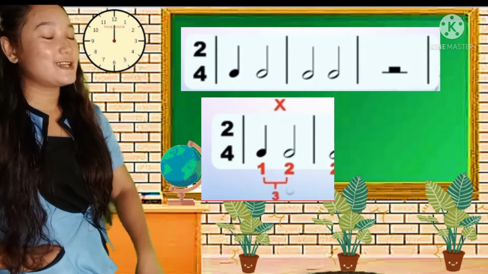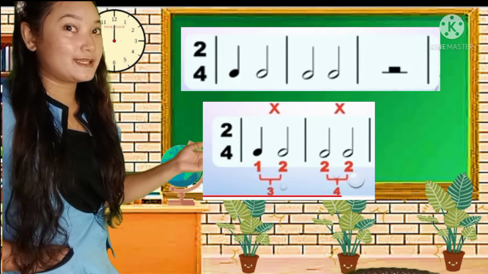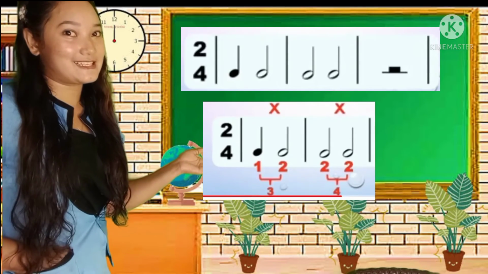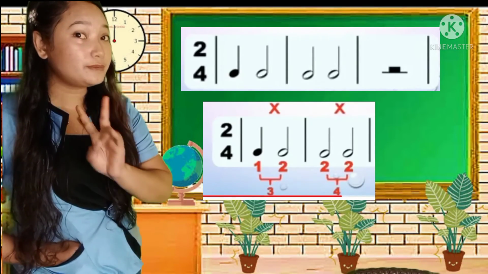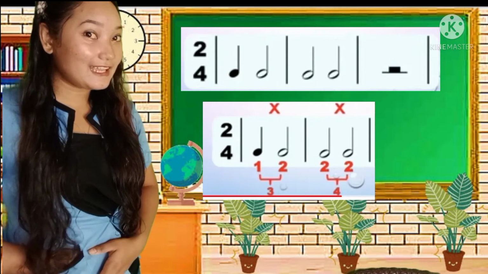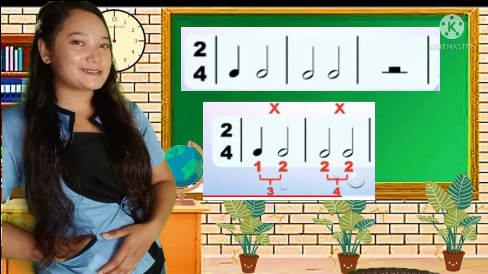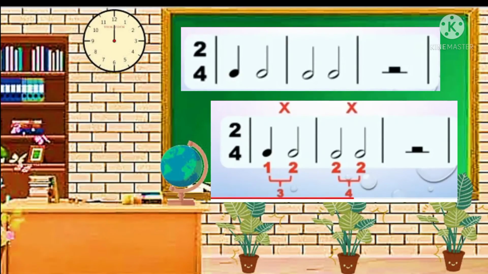It is not. So in the last measure, it has a half rest. So a half rest has an equivalent value of 2 beats. It is correct or not? It is correct. So we don't need to put an X above the measure.